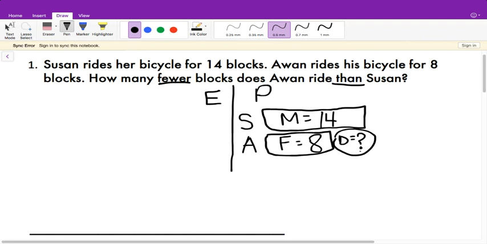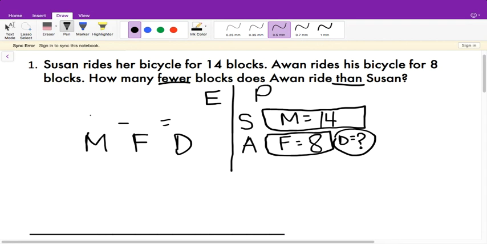So if the question is asking how many more than or how many fewer than, I know that this is right. I go back to my question, how many fewer blocks does Awan ride than Susan? Okay, great. It is looking for the difference. So my setup for my picture is correct. Now I will go over to write my equation. And compare equations are always going to be more minus fewer equals the difference. And I can take the numbers right from my picture and plug them in over here.